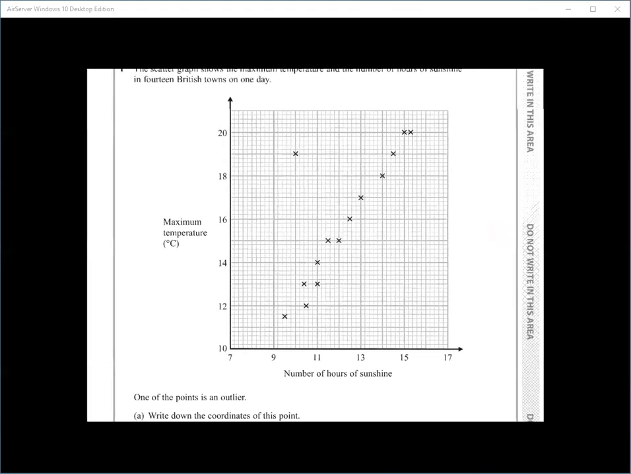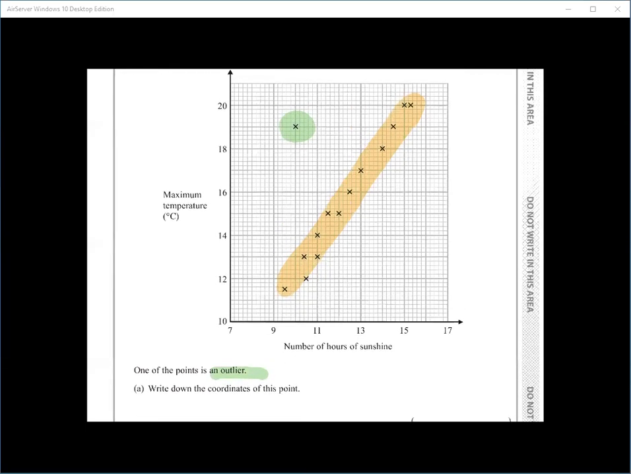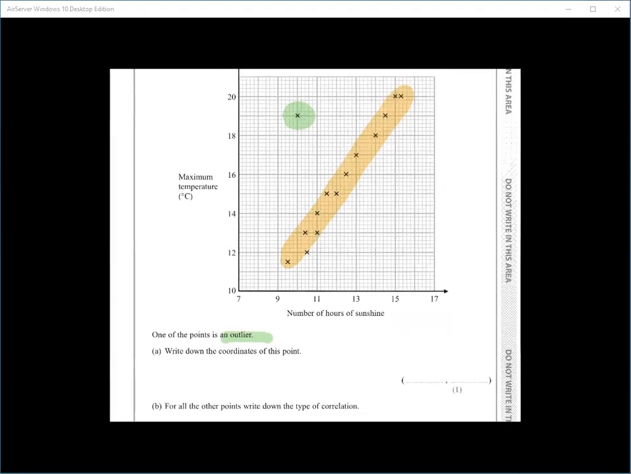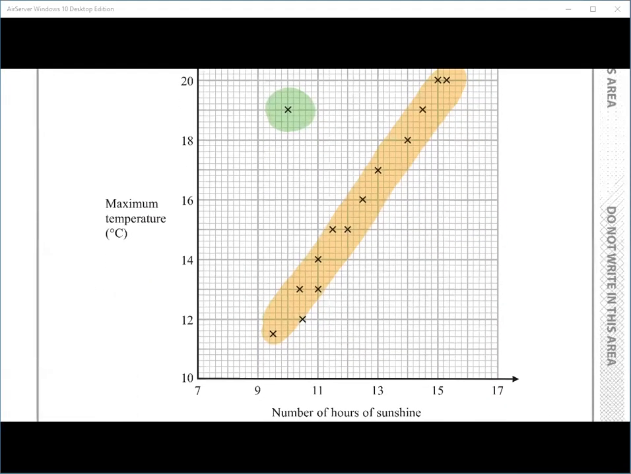So what does the word outlier mean, Salia? The one that's hanging, the one that's away from all the rest of the data. So if you look at the data, it's travelling roughly in this direction. This is all the data here, but we've got one point which doesn't really match, is far away from the data. That one's called the outlier. So the outlier is the green one. Write down the coordinates of this point. What's the coordinate of that point, Salia? It will be 19, 10.